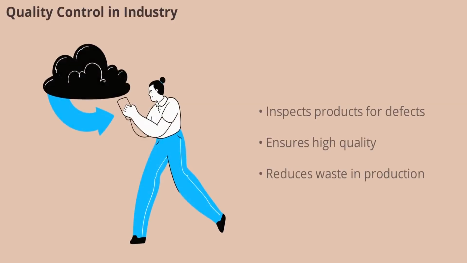In manufacturing, CNNs are used for automated quality control. Cameras inspect products on assembly lines, checking for defects or irregularities. The AI can spot tiny flaws that might be missed by human inspectors, ensuring high standards and reducing waste. This technology helps companies deliver better products to customers.